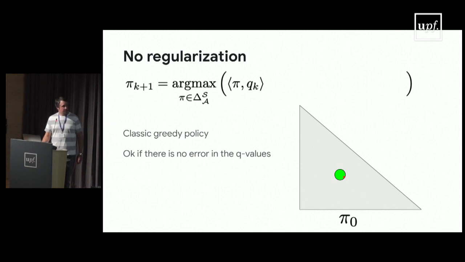The green dot is pi zero, the initial policy. If I compute pi 1, it will be greedy according to the Q computed for pi 0. And this pi 1 is deterministic, so it will be on one of the corners of the simplex. Then I compute pi 2, and pi 2 will be there, and so on. You will compute a set of deterministic policies, so you will be in the corners of the simplex.